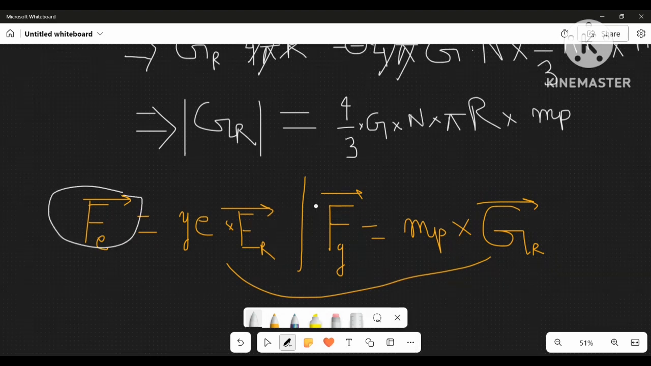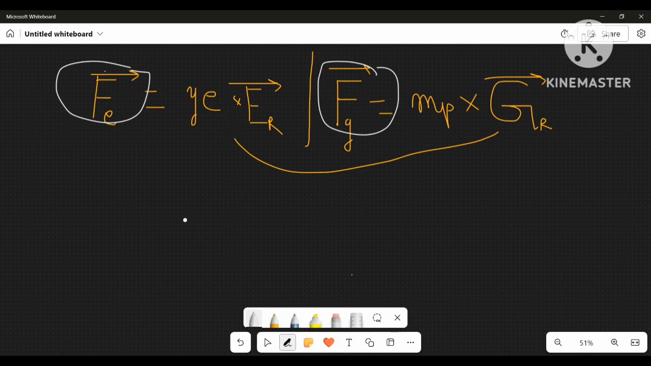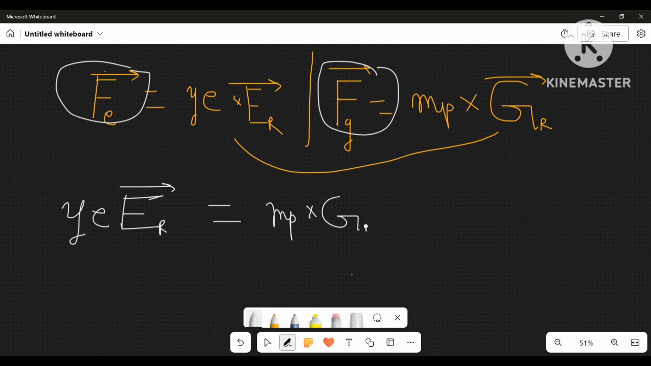Basically, this guy tries to one up this one, and this limiting condition is them just equating with each other. So we write that equaling condition, the limiting condition, which is of prime importance here. So it becomes the two forces becoming equal for the expansion of the universe. So ye times the electric field, that is a vector equation, equals mp times the gravitational field, and we plug in the respective values of these expressions.